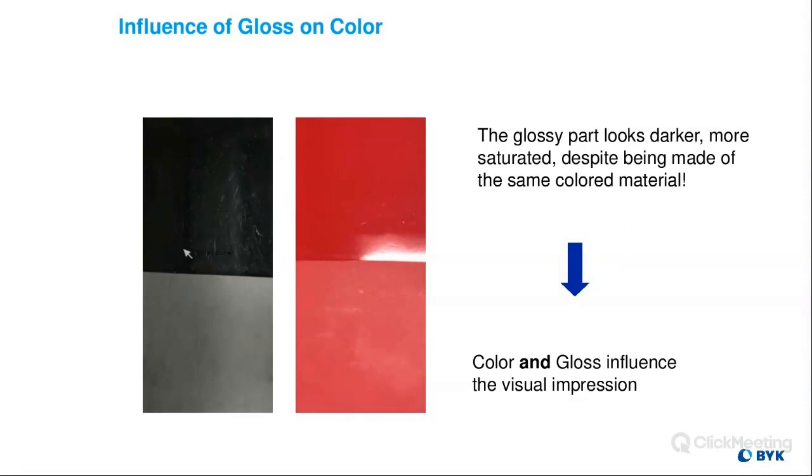You can see that there's a pretty drastic difference, even in the color, between the glossy side and the matte side. And so these two sides that you're seeing here, they have the same pigmentation, they're the same color, but we see them as being pretty drastically different due to the gloss. Typically, we see glossier surfaces as being darker and more saturated, or more chromatic, compared to their non-glossy sides.